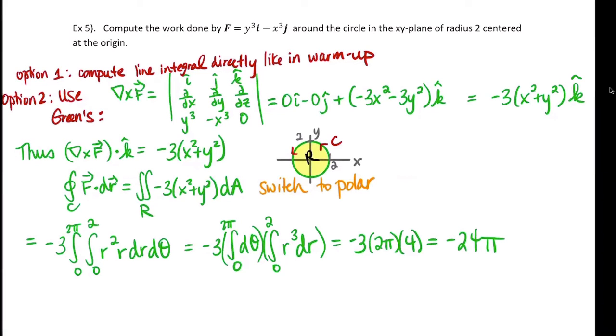Option 2 is what I would start with, actually, which is to use Green's. And so you notice in this case that our curl is going to be this vector, -3(x squared plus y squared) k hat. So therefore the k component is just -3(x squared plus y squared). And so if I'd like to know what's happening around the boundary, I can integrate this k component of the curl. Because this region on the interior is a circle, it's screaming to do a coordinate change. So we switch to polar, and then we end up getting -24 pi.